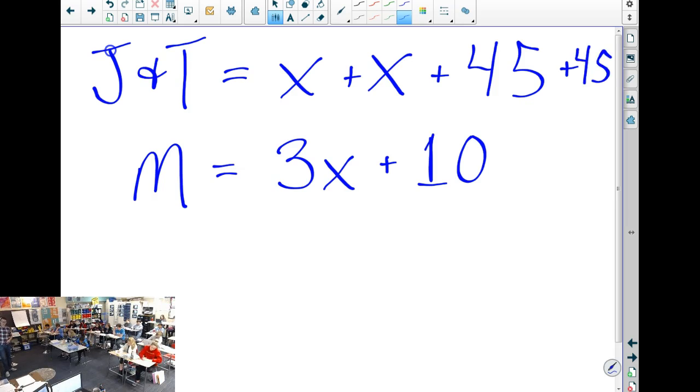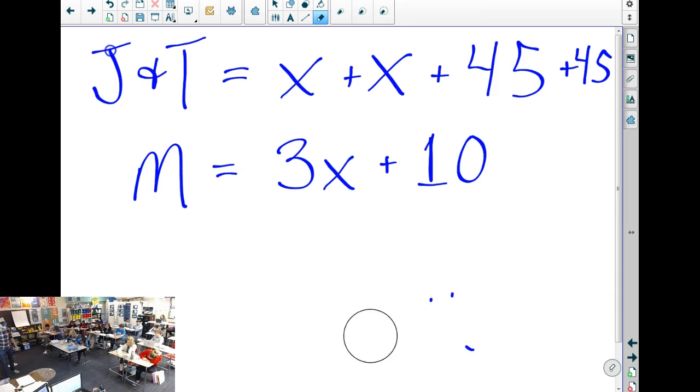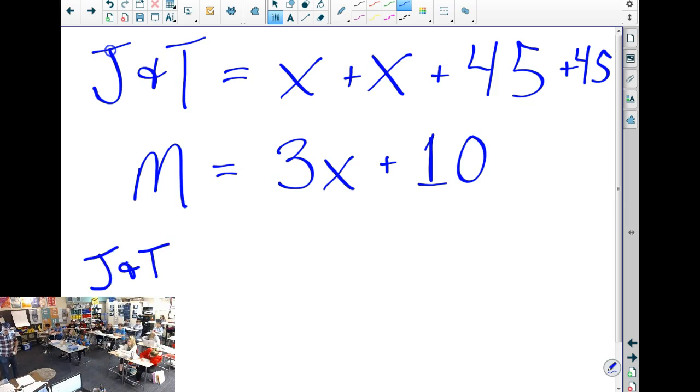So actually we could have written that as 2x plus 45, right? Because if they each... So if I simplify Jordyn and Teri, 2x and 90, right? 2x and 90. So actually I might just write that down here again a little bit easier. 2x and 90.